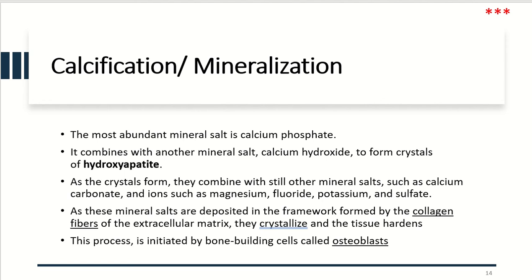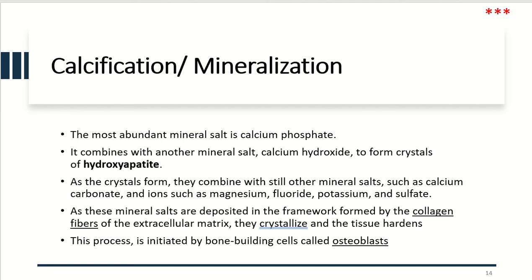One of the processes that's very important when we talk about bone tissue in general is the process of calcification, or mineralization. This is what provides the bones with that hardness. The most abundant of these mineral salts in the bone is calcium phosphate. It's going to combine with another mineral salt called calcium hydroxide, and this is going to form crystals of hydroxyapatite. As those crystals form, they're going to combine with other mineral salts, things like calcium carbonate, as well as other ions like magnesium, fluoride, potassium, sulfate, all that kind of stuff. These are going to combine with those hydroxyapatite crystals.